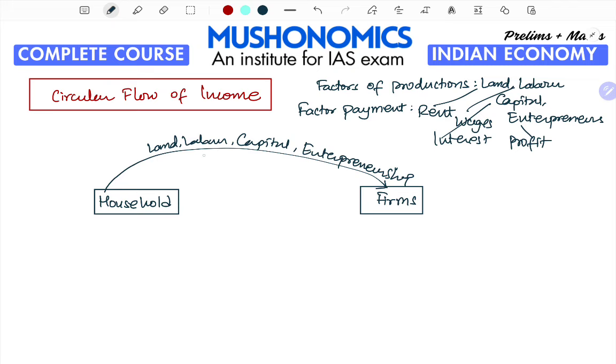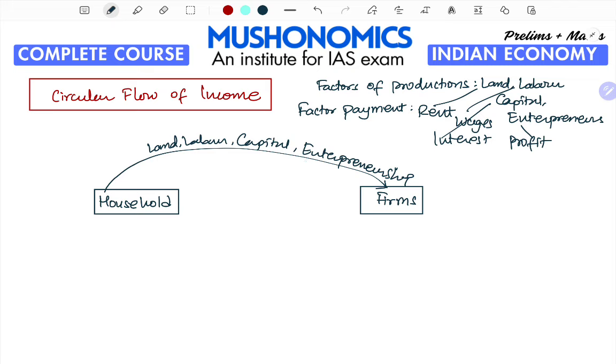Similarly, labor, who will supply the labor? An individual, a family. Who will supply the capital? The person who is having money, surplus money, can supply the capital. What do we mean by capital? The fund to buy capital goods, that we have already seen in previous classes.